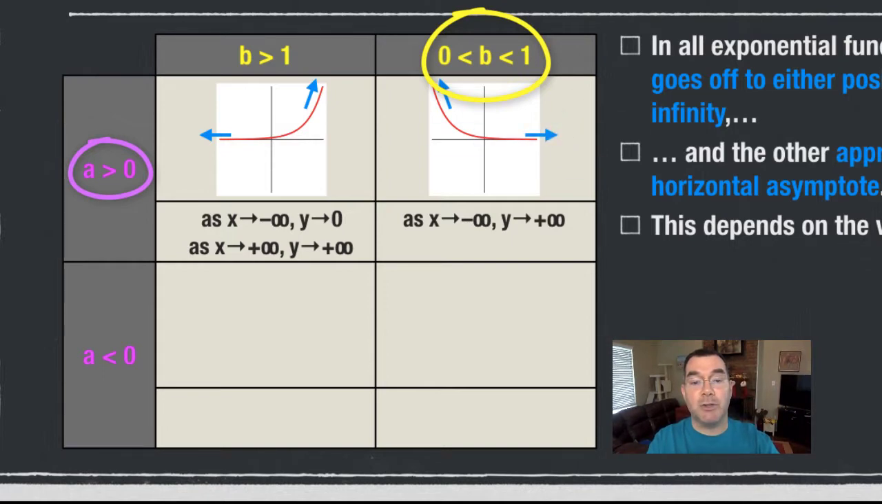And then as I go off to the right, now this time it levels off at that horizontal asymptote of 0. So as x approaches positive infinity, y is going to approach 0.